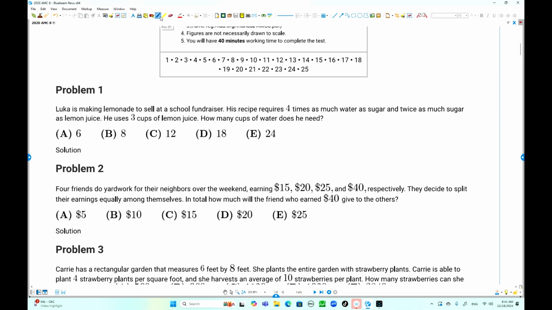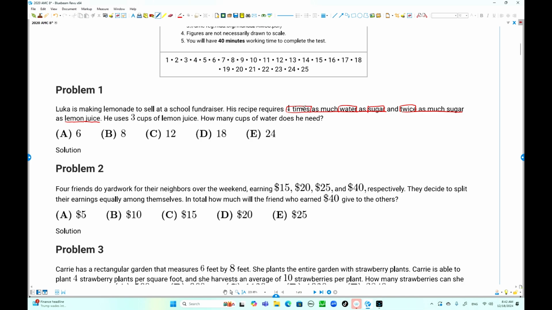Just to quickly understand what the question is, okay. You don't have to read everything, okay. Just select the important constraint, okay. Right. Recipe is 4 times as much water as sugar. And the next one, twice as much sugar as lemonade juice. Okay, twice, this 4 times.